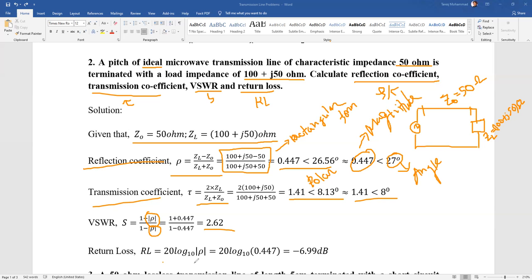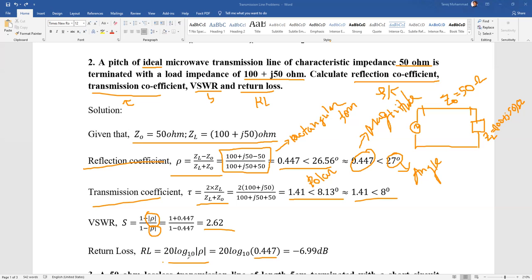The formula is 20 log 10 absolute value of rho. So here again, what is the absolute value? Absolute value is nothing but this value, which is 0.447. That is the magnitude of the reflection coefficient, right? Which is 0.447, and angle is 27 degrees.